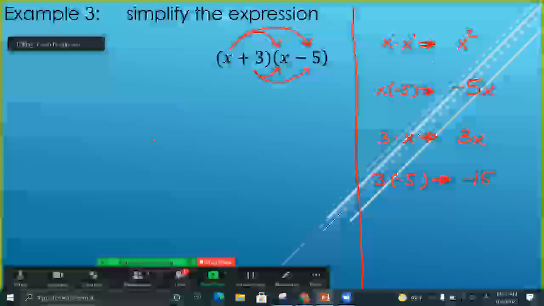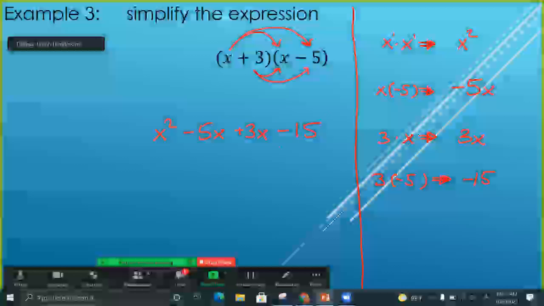So those are all the separate multiplications. And remember, they're all being added together. So now we're going to write our answer properly over on the left. X squared minus 5x. I would write it as plus, except it is negative 5x, right? So we're going to just make it as minus 5x. Now it's plus 3x. And then minus 15.